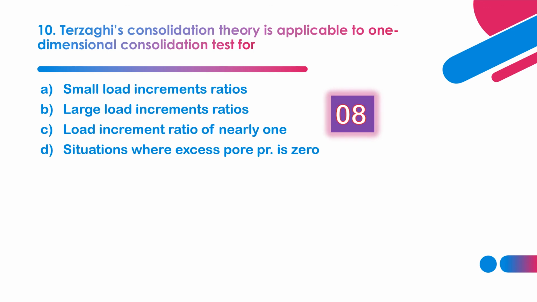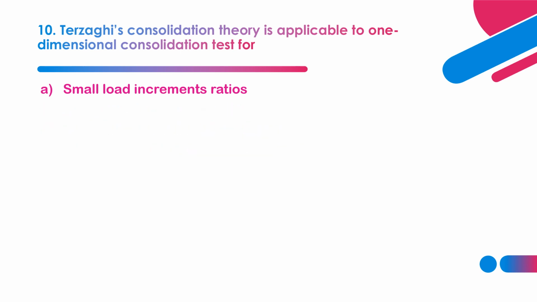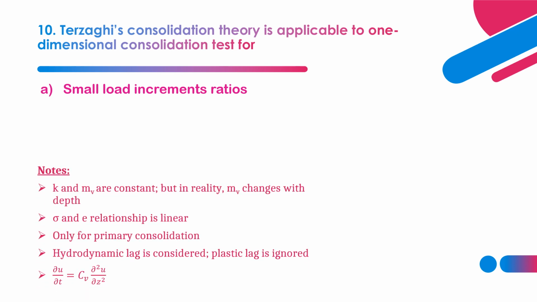Whether it is small load increment ratio, or large load increment ratio, or that ratio is nearly 1, or the situation when excess pore pressure is 0. So what is the correct option? The option is A, small load increment ratios. For small load increment ratios, Terzaghi's one-dimensional theory is applicable. So this is one of the assumptions in Terzaghi's 1D theory.